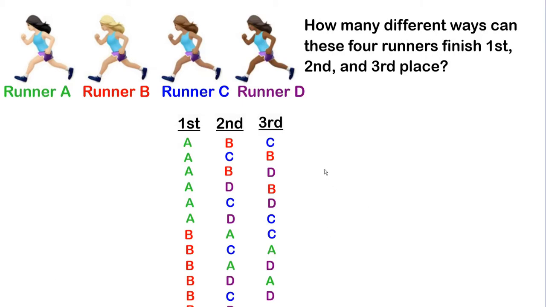Let's make this a little more complex. How many different ways can these 4 runners finish first, second, and third place? Well, if I try to use the same strategy, I can do runner A, B, C, and then swap them A, C, B. But then I've got runner D, so I could have A, B, D, A, D, B, and then I could pair up C and D with A, C, D, and A, D, C. So there are 1, 2, 3, 4, 5, 6 ways that runner A can finish first place.